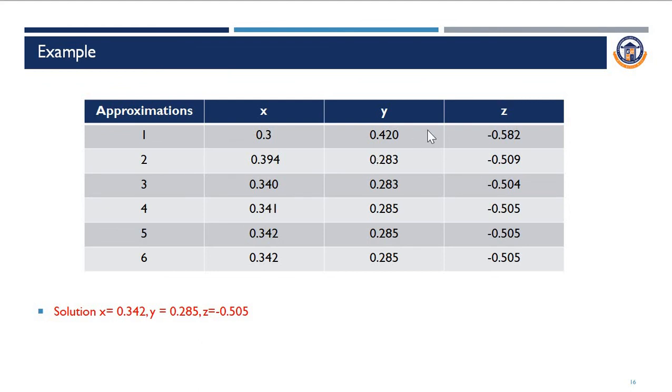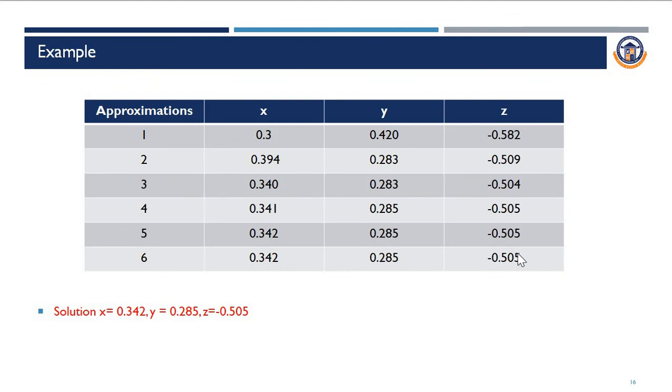This is the first approximation. With the help of this set of values, I can move to the second approximation. Now I can use the new y value and z value when I calculate x. After getting the second approximation of x, I can use this x value for y. In a similar manner, I can use these two new values for z. So when I did like this, I arrive at the solution in the sixth approximation itself as 0.342, 0.285, minus 0.505.